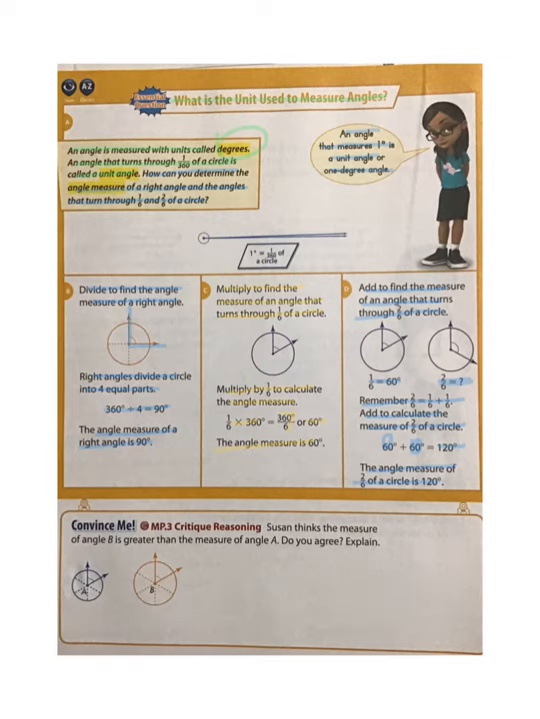Let's look down at the convince me. It says Susan thinks the measure of angle B is greater than the measure of angle A. Do you agree? Explain. The answer is no, because the size of the circle does not change the measure of the angle. So they both have the same angle, but one circle is bigger than the other. Both circles have an angle measure of 60 degrees.